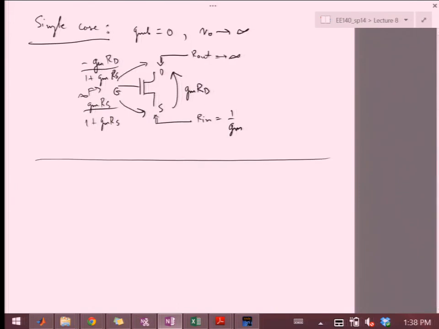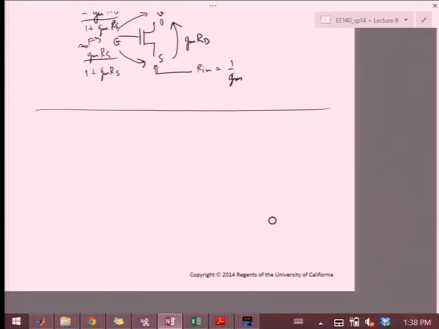Now, obviously, a more complex analysis will say that, OK, well, I actually have R naught that is less than infinity. And then I also have GMB that is not 0. So then I have to deal with these. And yes, formulas get slightly more complex like we derived them, but they're also kind of intuitive as well.